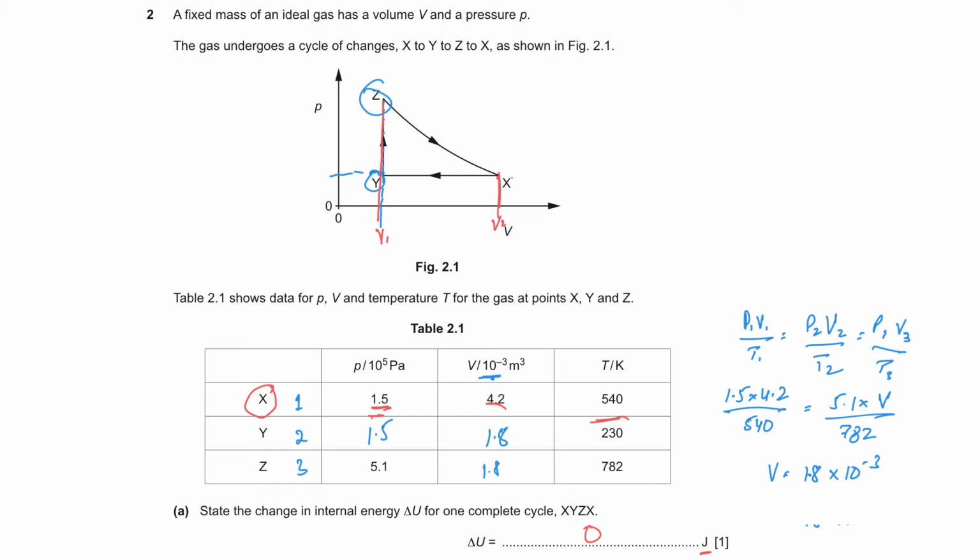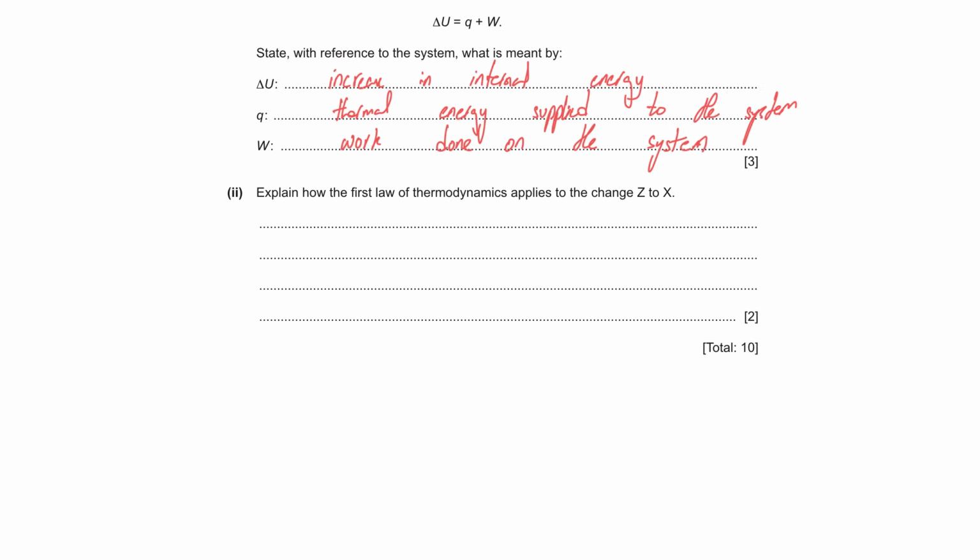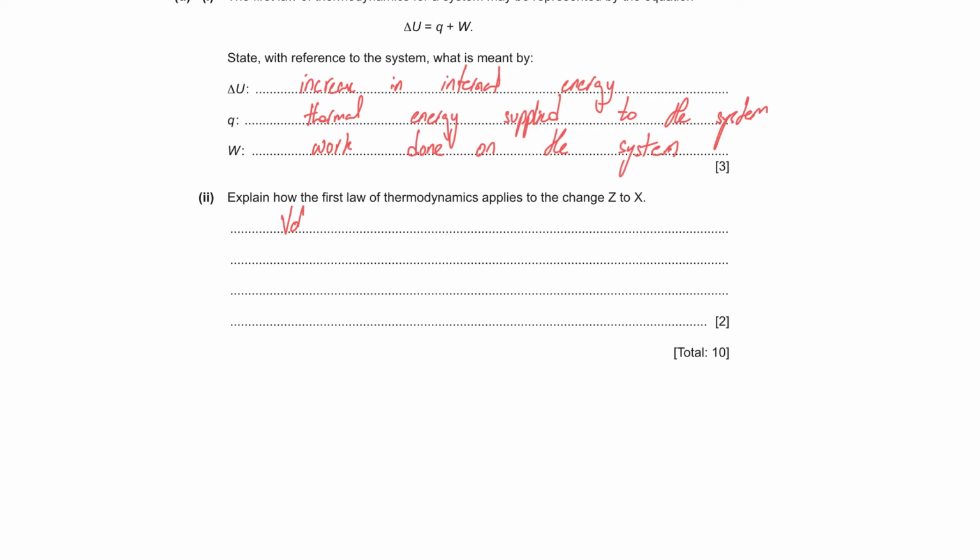If the volume increases, that means there's work done by the gas. So volume increases, which basically means that there's work done by the gas. If the volume would have decreased, we would have said it's work done on the gas. And the temperature has decreased, which means that the internal energy has decreased.